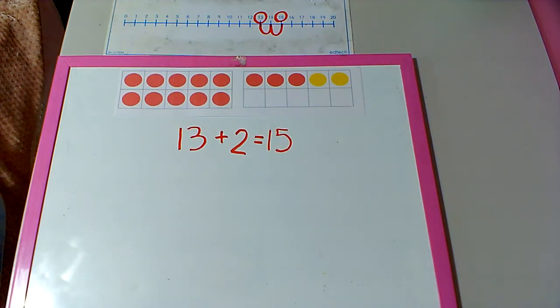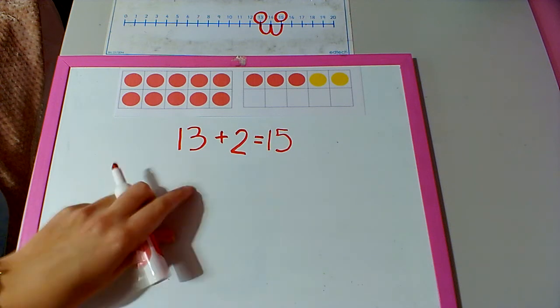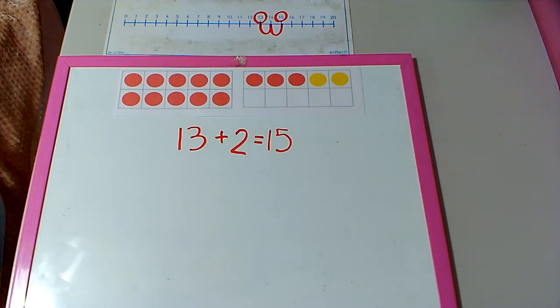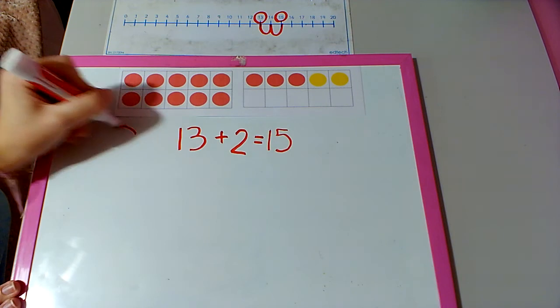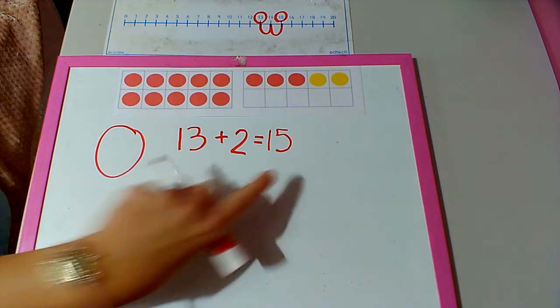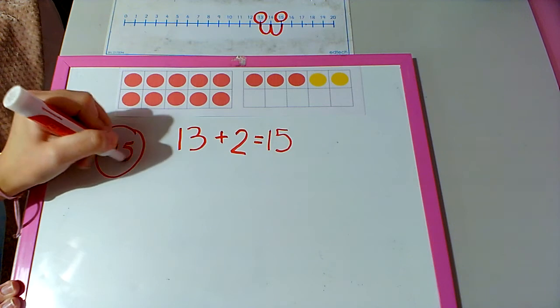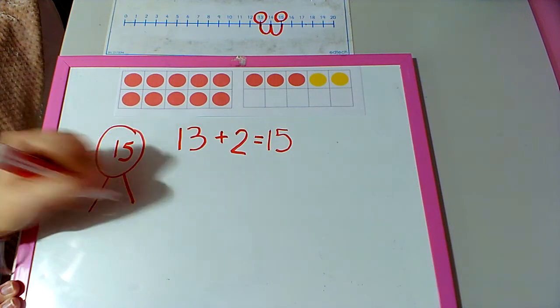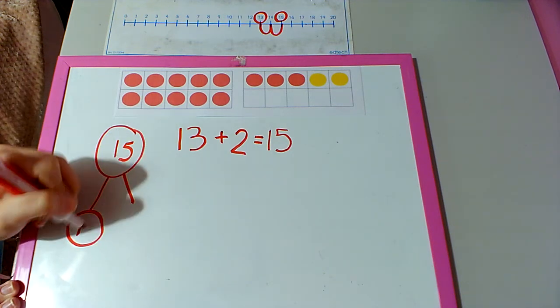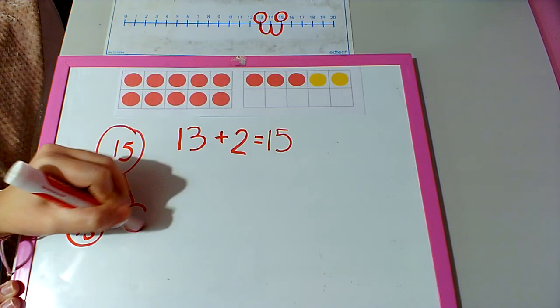Now I want to change that addition sentence into a subtraction. But first let's put it into our part-whole model. So our whole is our biggest number, remember, which is 15. So our whole is 15. And our two parts are 13 and 2.